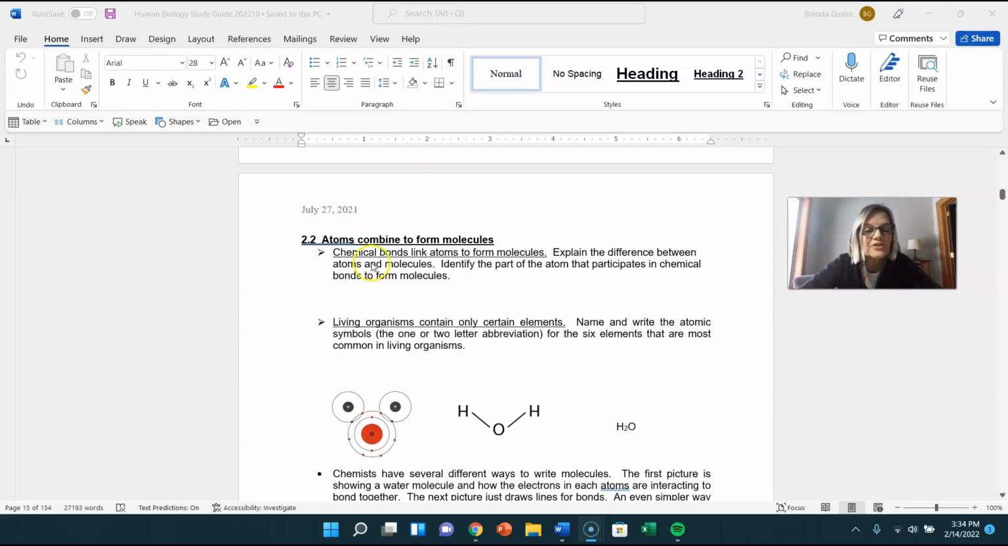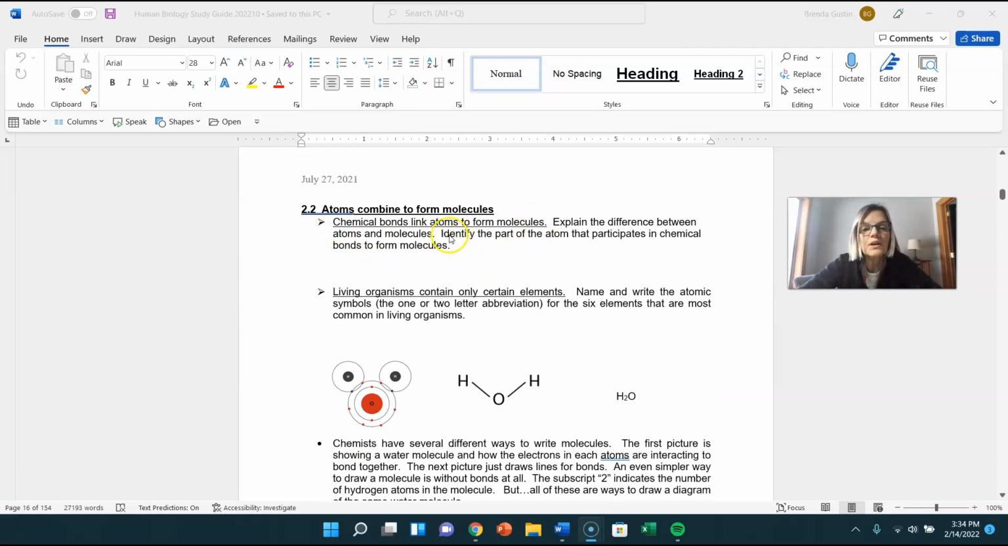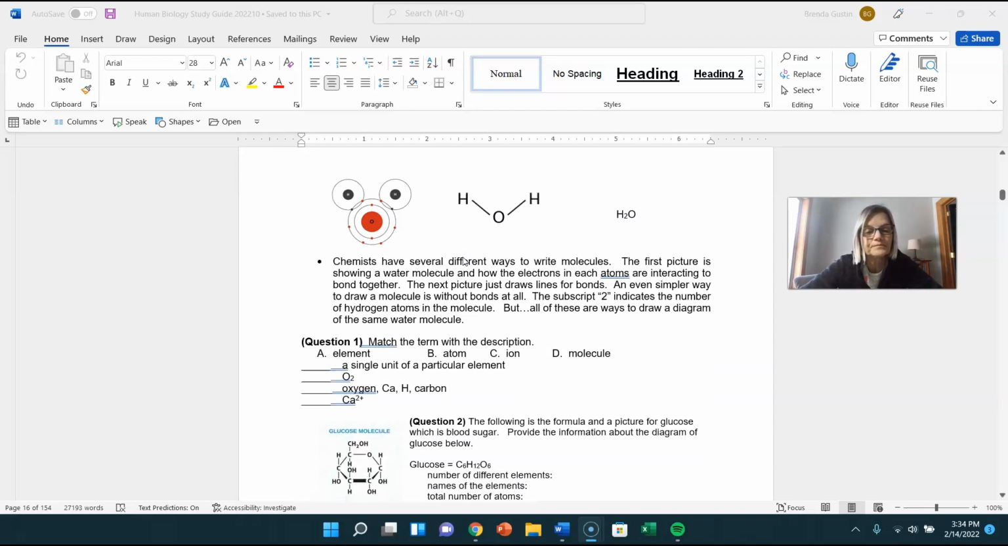And as you're doing this, this was a question: identify the part of an atom that participates in chemical bonds to form molecules. If you don't know what it is, go back and look at your notes. If you don't have it in your notes, go back and look at it in the book. Frankly, you can Google things like that. Just search them on the internet and find the answer. I'm not looking for big, long explanations. I'm just looking for a real basic introduction.